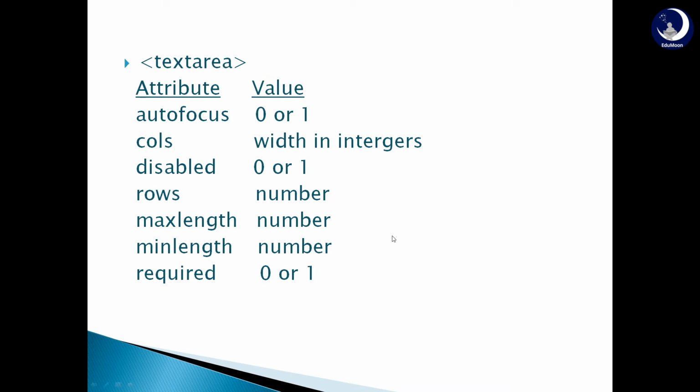Max length and min length of a text area are used to set the maximum number of characters the user can enter into the field, and minimum length allows you to set the minimum number of characters the user can enter into the field. Required: when it is set to 1, the text area is made mandatory. That means without entering a detail in that field, this form will not get submitted. Now let us get into the example.